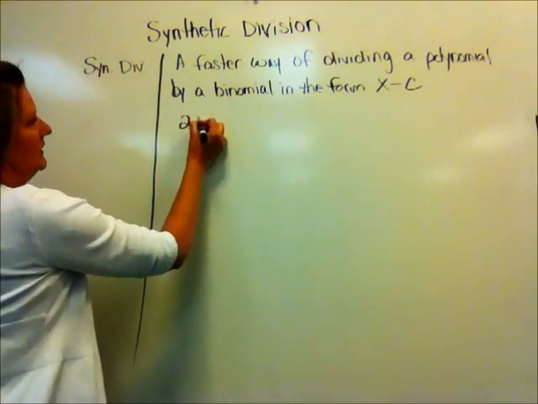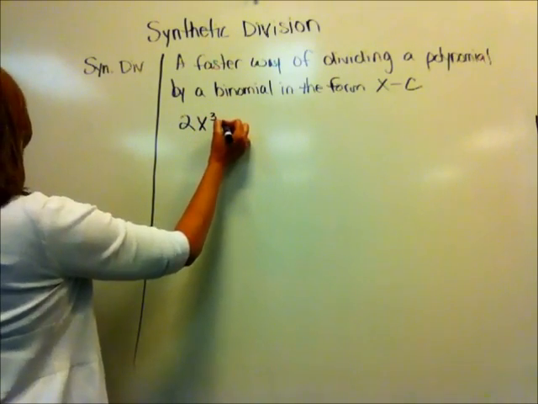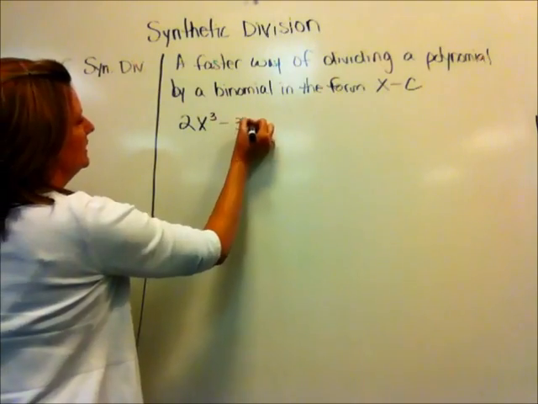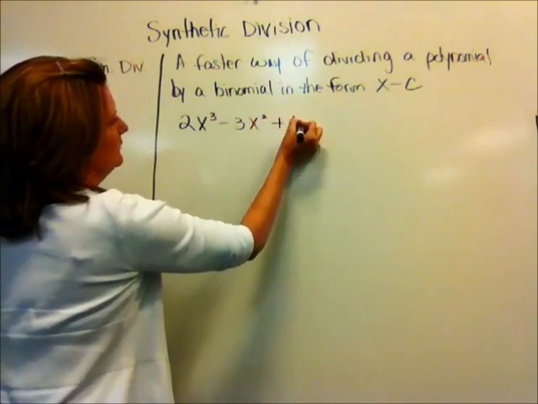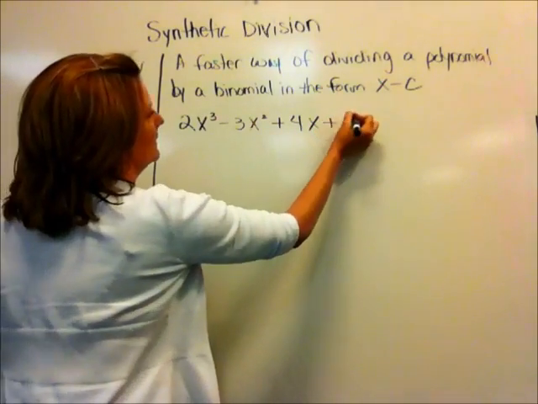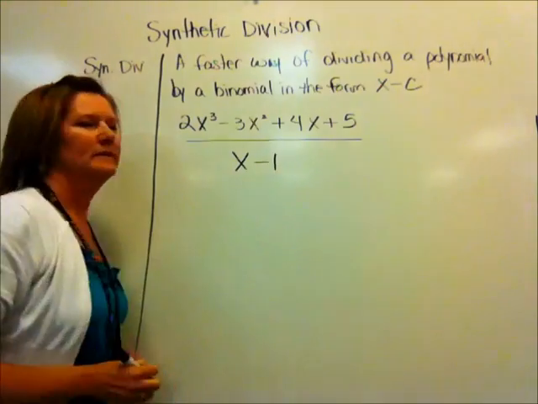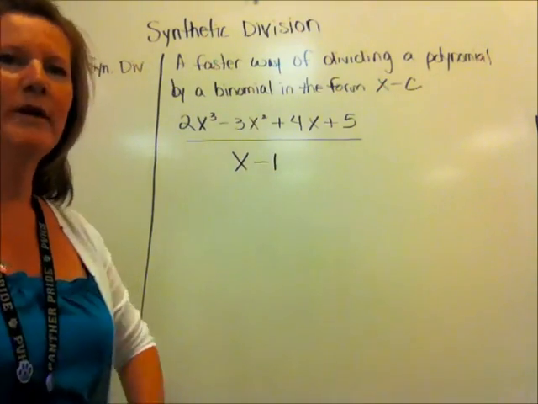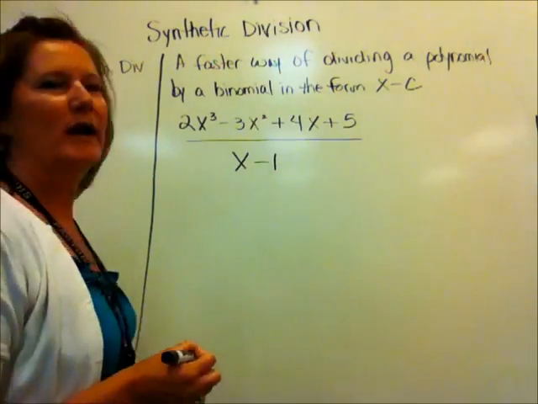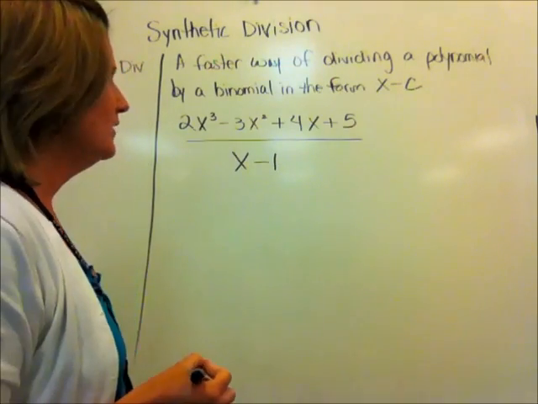So we're going to start with this: 2x cubed minus 3x squared plus 4x plus 5, and all of that is over x minus 1. Okay, so that's our first equation. And we're going to try to divide this synthetically, a quicker way.